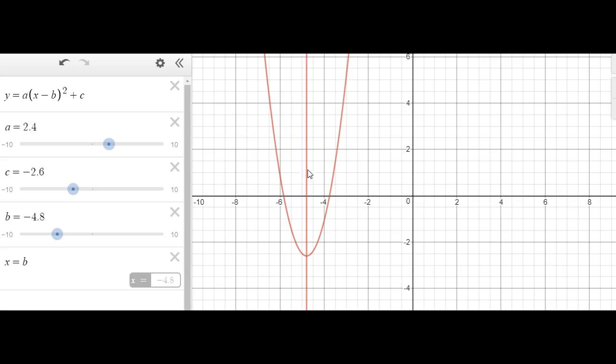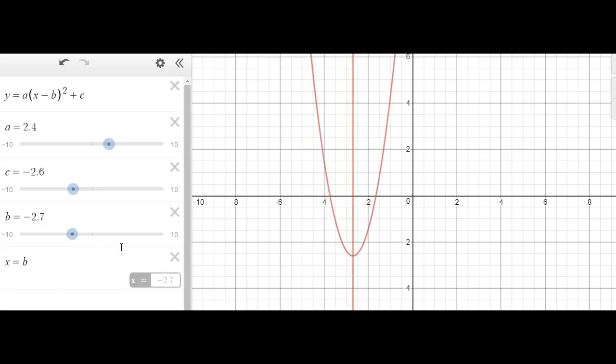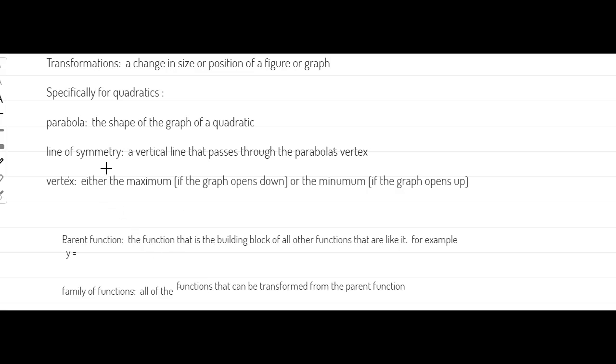So this line of symmetry says if I could fold the parabola along this line, this side and this side would match up perfectly. The line of symmetry passes through the vertex, and the easiest way to write it is x equals b. Whatever this b value is, that's the line of symmetry. So we have the line of symmetry, and the maximum if it opens down, minimum if it opens up.